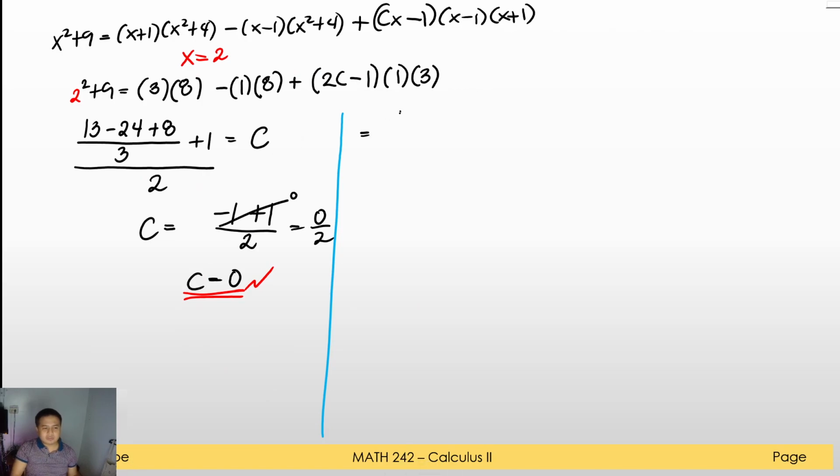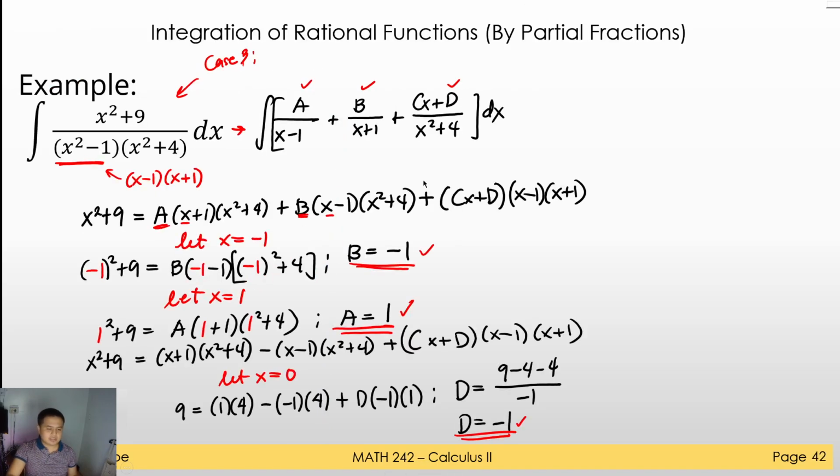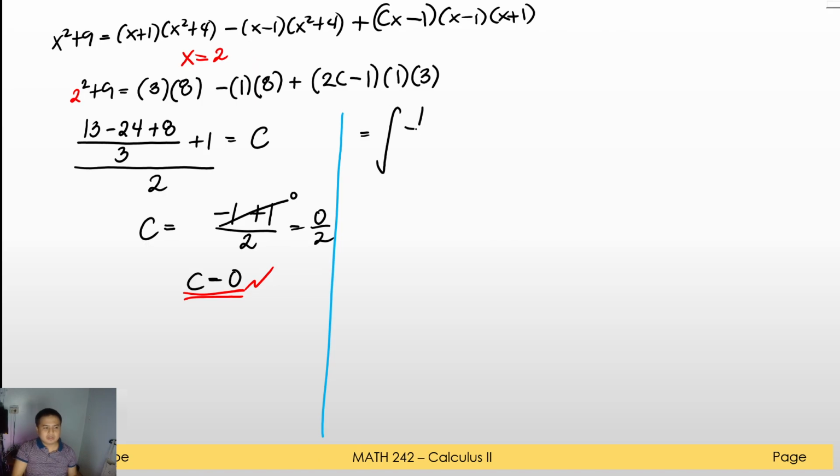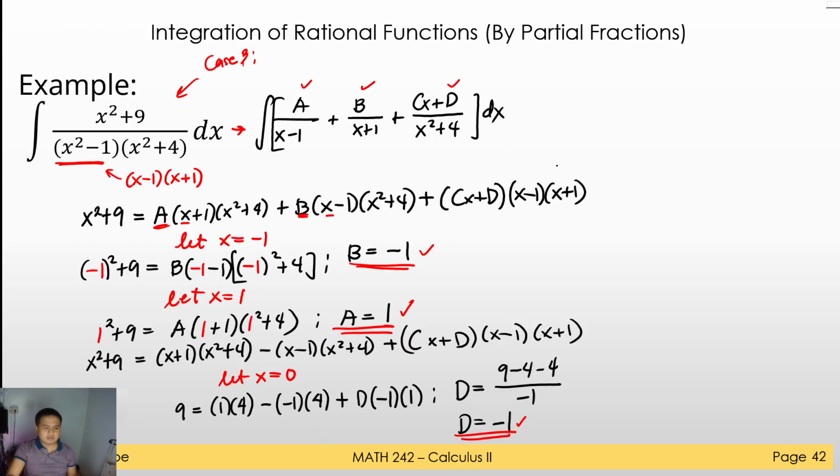So this is equal to the integral of a. So a here is 1. So you have 1 over x minus 1. And then plus b. So b is actually negative 1, right? So negative 1 over x plus 1. And then plus cx plus d. So since we do not have a c, so 0 plus d. So d is negative 1. So this will be just negative 1 over x squared plus 4.